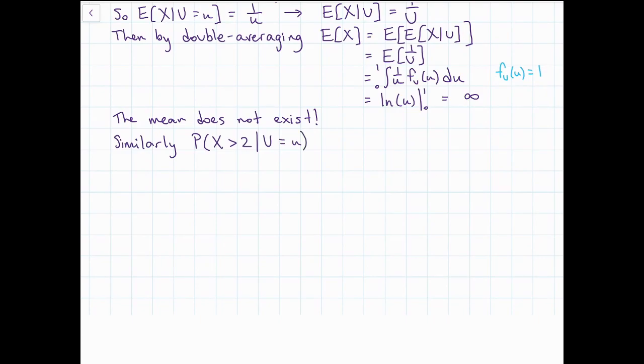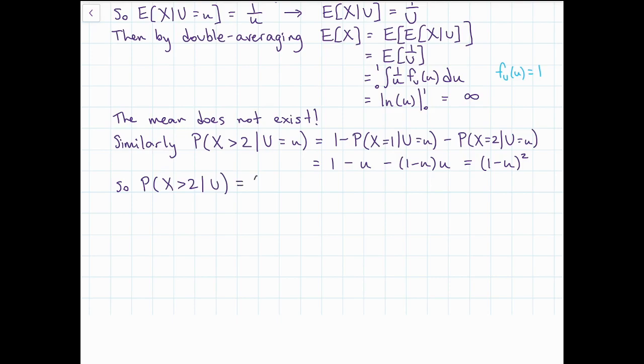Similarly, if we're looking for the probability that X is greater than 2, we can do the same thing. We can condition on U equals little u, and then we can find the probability. So that's going to be 1 minus the probability that X is equal to 1 given U is little u, and X is equal to 2. And because X given U equals little u is a geometric, we can just sub in the probability function. So we'll have u there, and then 1 minus u times u. And we can simplify that if we like. That's actually just 1 minus u squared. So that means P of X greater than 2 given U is that same function, but evaluated at big U instead of little u.